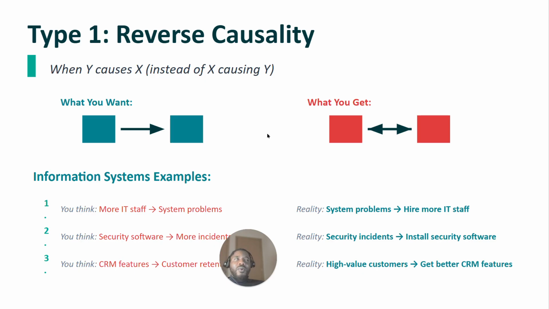But what if instead of X causing Y, you're getting a two-directional arrow where Y might be causing X? This is where you get reverse causality. The relationship runs in both directions, or even backwards from what you think. So let me give you a few examples using information systems, because my PhD is in information systems. This will help make it crystal clear.